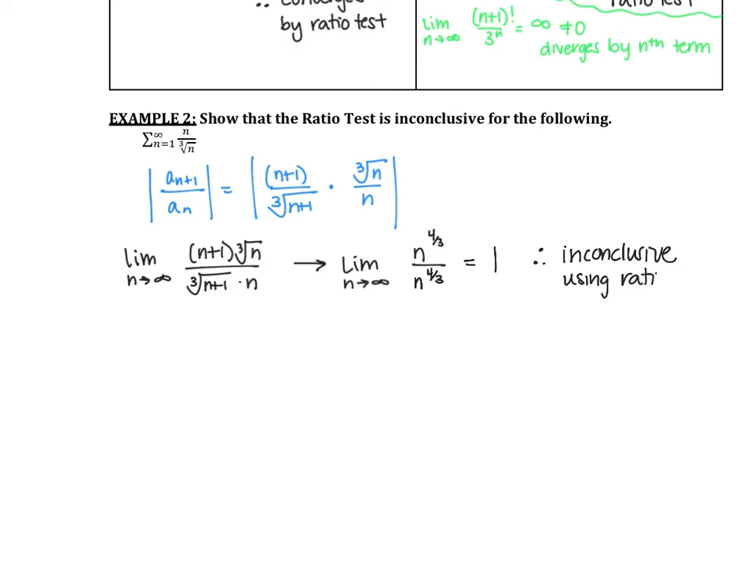Meaning we just did all that work and all that thinking for nothing. We don't know if it converges and we don't know if it diverges. Now, we could use the nth term test on this one. Let's think about why that might be better.